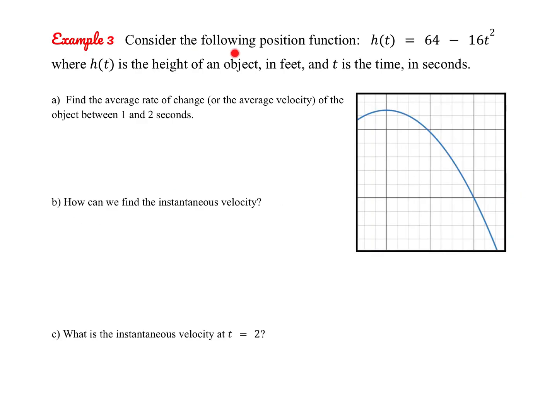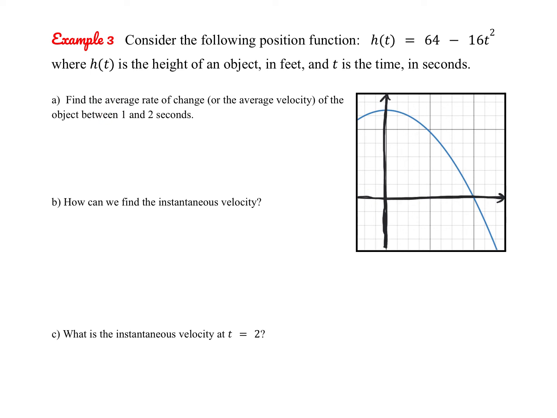Okay, so let's consider the following position function. We have h of t equals 64 minus 16t squared, where h is the height of an object in feet and t is the time in seconds. And here's a little graph, and here's our x and y axis here. It's a little hard to see, so I'll make it a little darker.